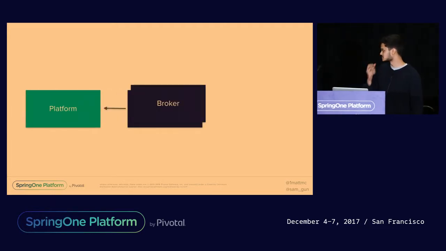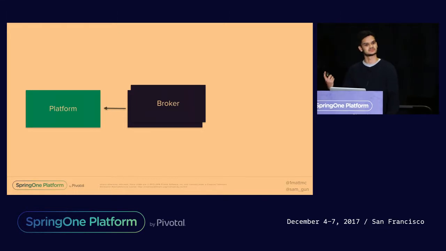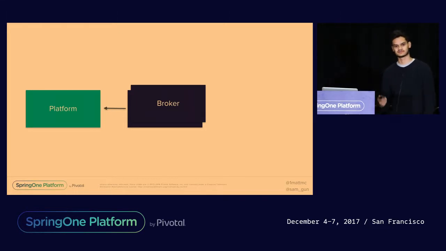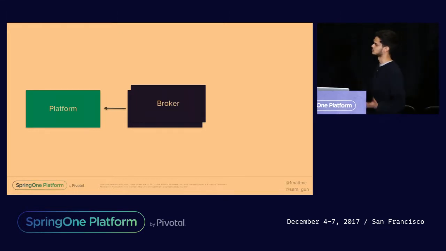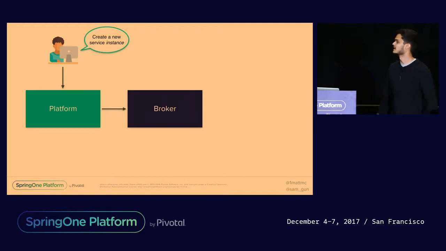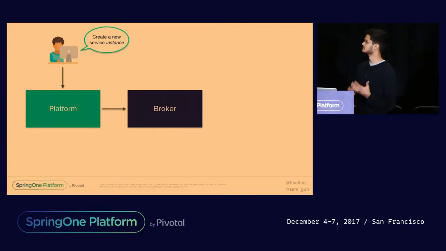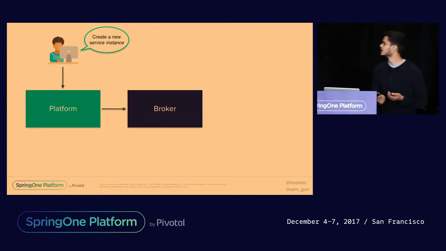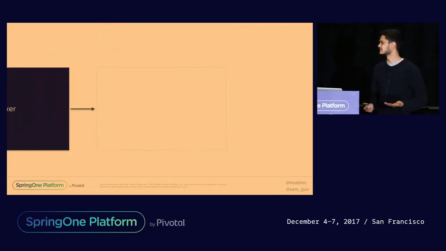Service brokers allow the platform to delegate the responsibility of managing the lifecycle of those services. So the platform doesn't have to worry about it. That's the broker's responsibility. So imagine we have a developer for a platform, and they want to create a service instance. The platform proxies that request to the broker, and then the broker can go and just make that so.